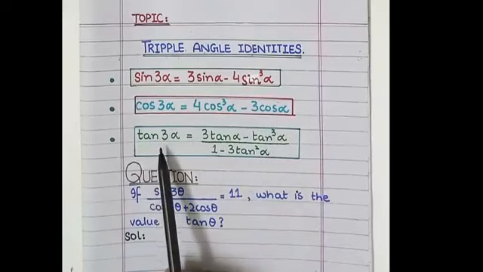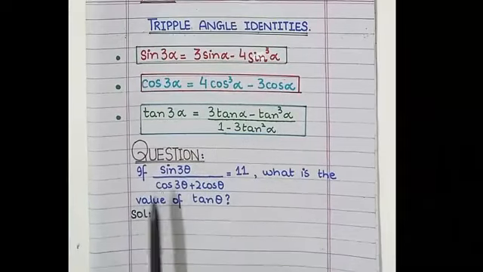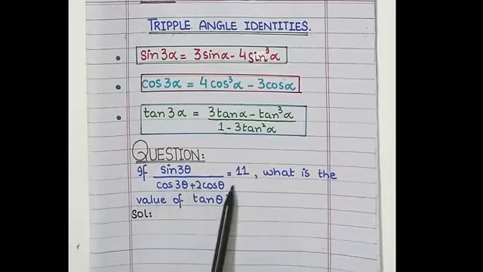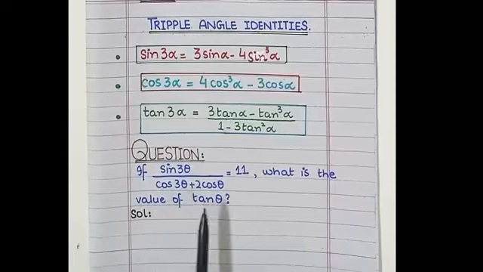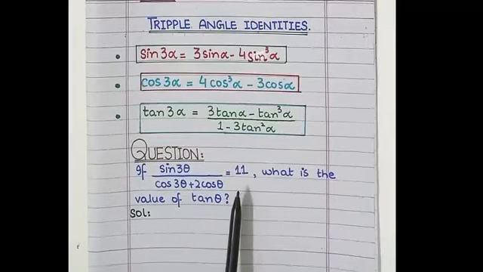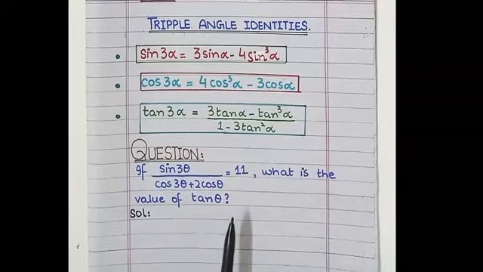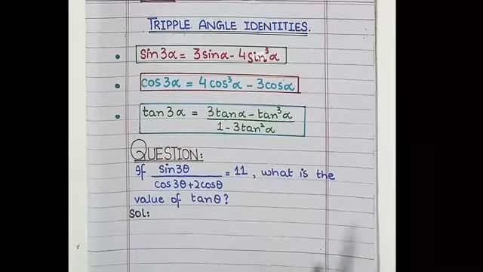And the first question: if sine 3 theta over cos 3 theta plus 2 cos theta is equal to 11, what is the value of tan theta? So this is the first question we are going to solve using triple angle identities.